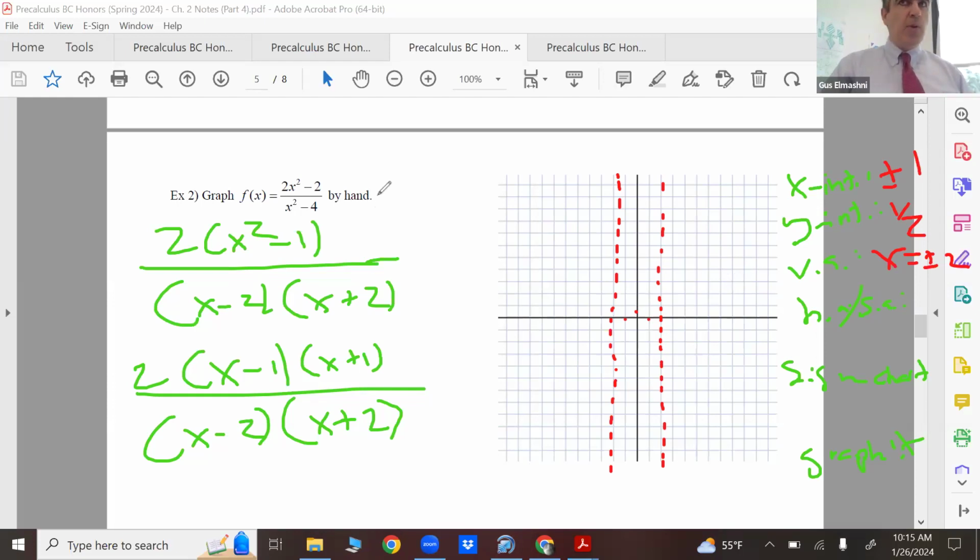And when the degrees are the same, what do we do? The ratio of the leading coefficients, yes. y equals 2, perfect. Thank you, Adi. I know those who chimed in.